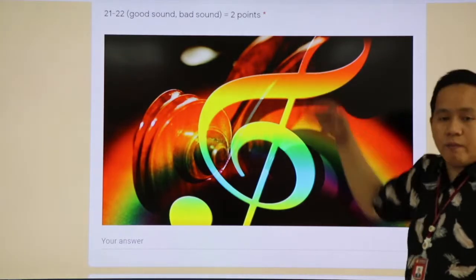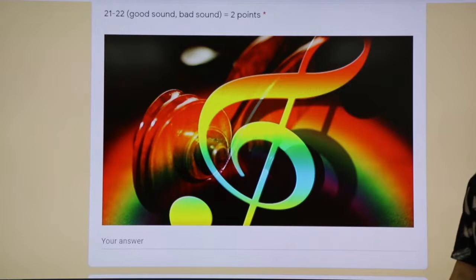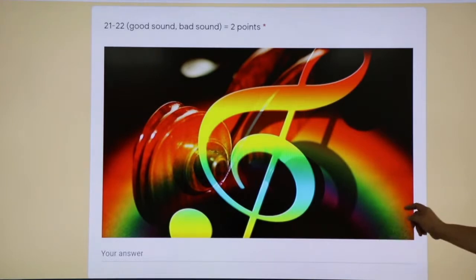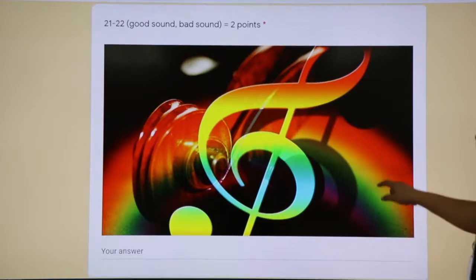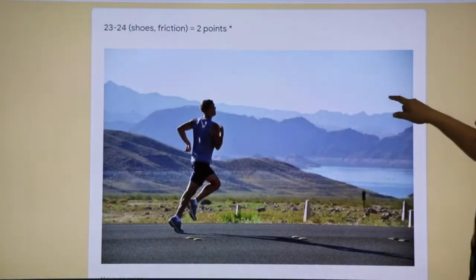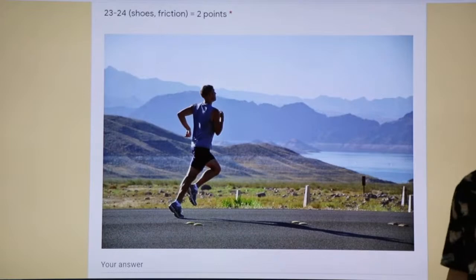One point and one point. Make sure of the spelling. Wrong spelling would also get a wrong or a half score for that. Okay, time up for picture number one. Let's proceed to picture number two. Okay, this is number 23 and 24.